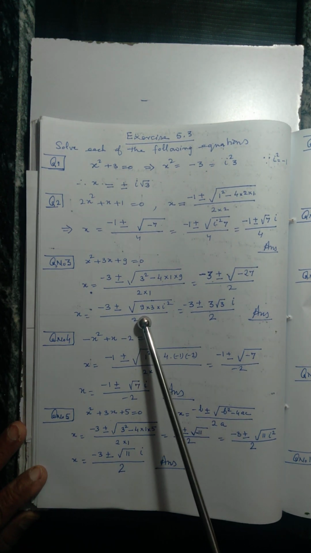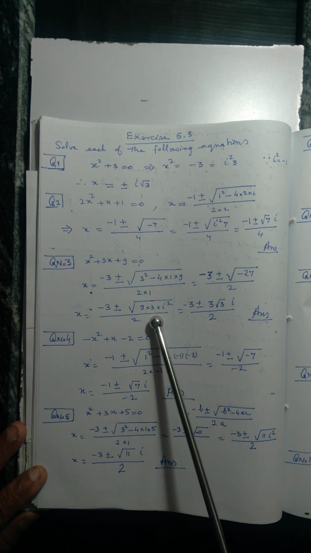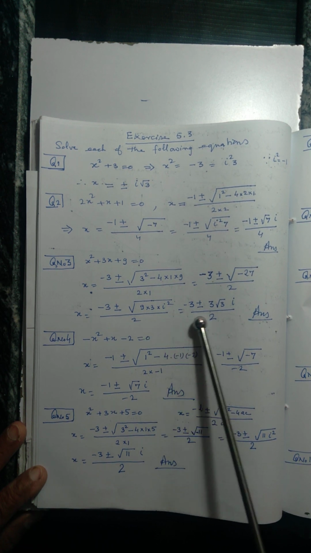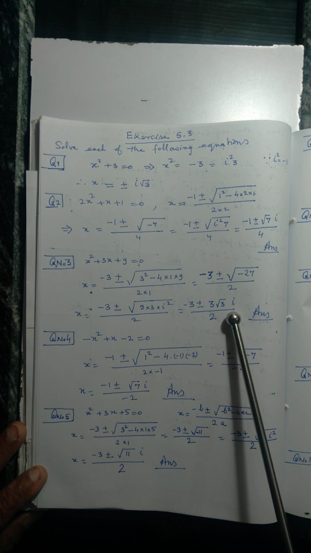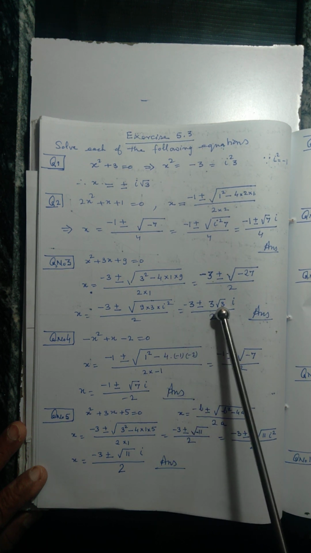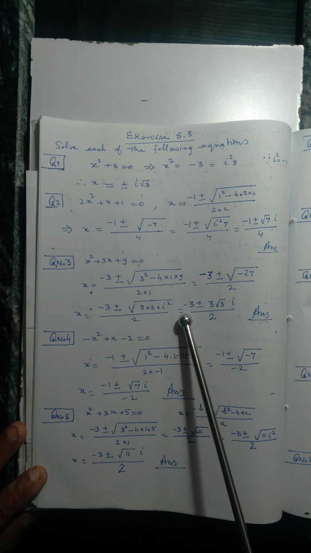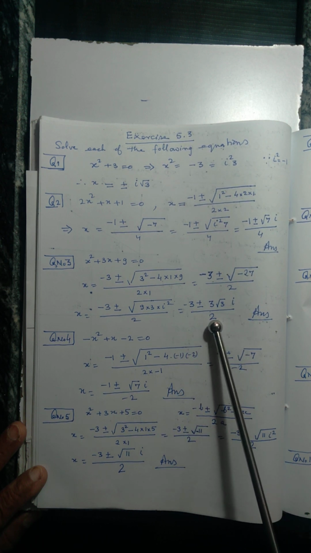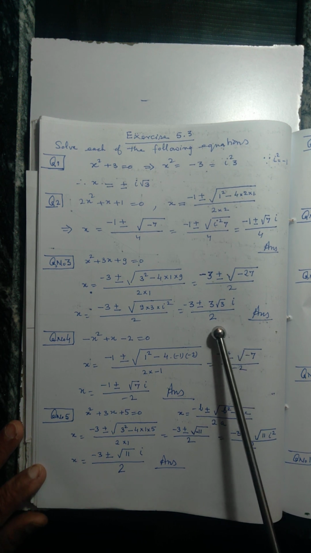So square root of 9 is 3. I have taken out 3. The square root of iota square is iota only, and your 3 will be inside the square root. So minus 3 plus minus 3 root 3 iota by 2. This will be the answer of question number 3.